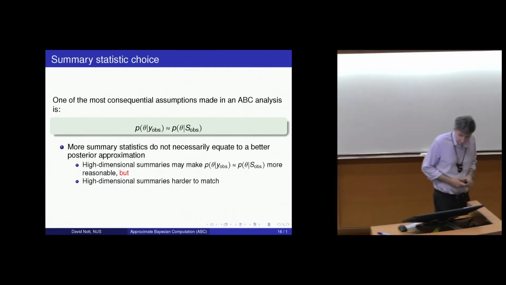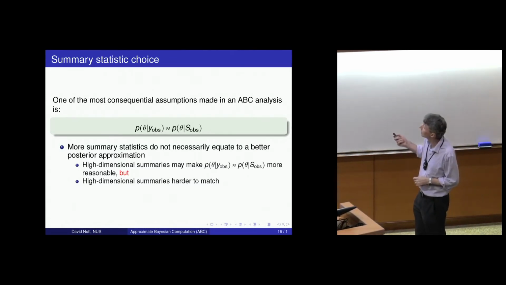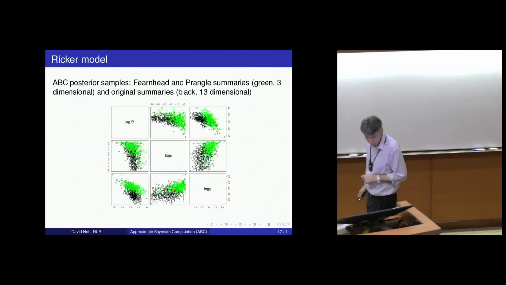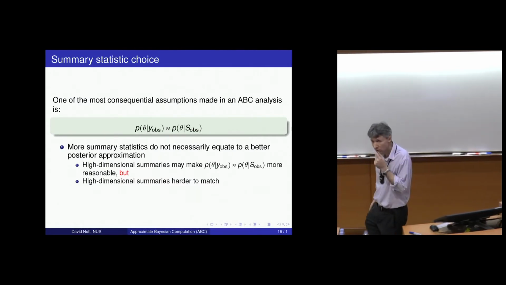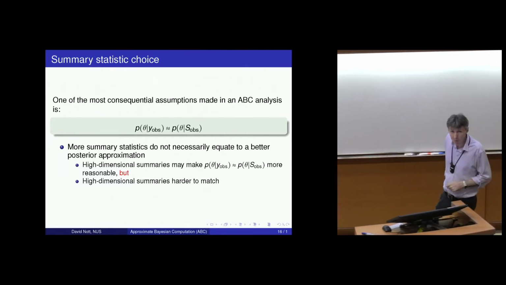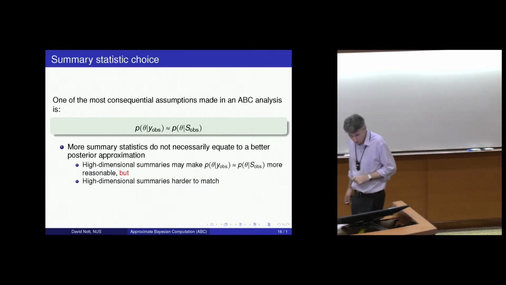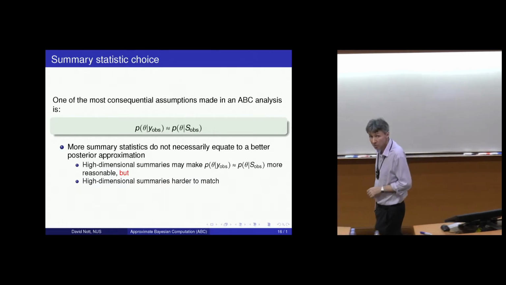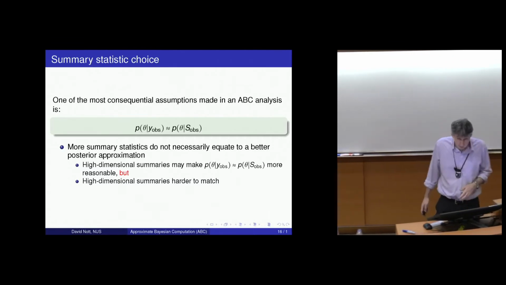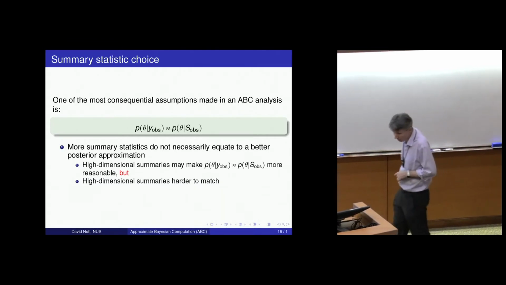You might think naively that to make this approximation reasonable, we should make our summary statistics capture as much information about theta in Y as possible, and so we should make the summary statistics high dimensional. But outside of non-trivial kinds of models, there's no non-trivial minimal sufficient statistic. So you might think, just make the summary statistics as high dimensional as possible to capture as much information as we can.